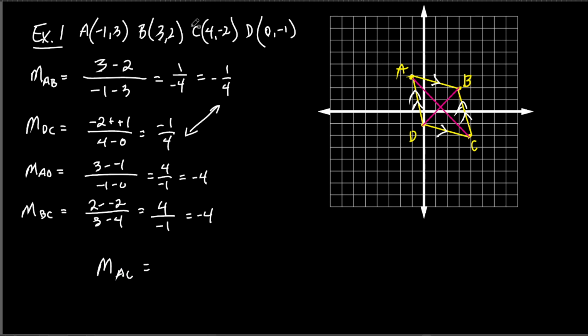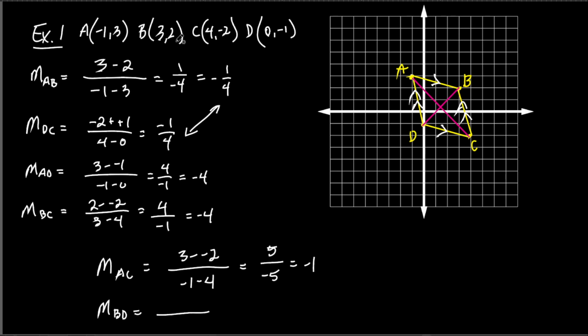So let's do that. Here's A, there's C. It's pretty easy now. 3 minus negative 2, and then for AC, again, it's negative 1 minus 4. And what do we get? That's 5 over negative 5. So what's the slope of AC? It's negative 1. It's positive over negative, right? So it's negative. Okay, you with me? All right, let's do the other diagonal, which is BD. So let's find the slope of BD.